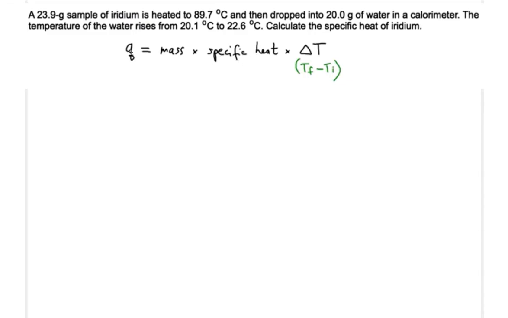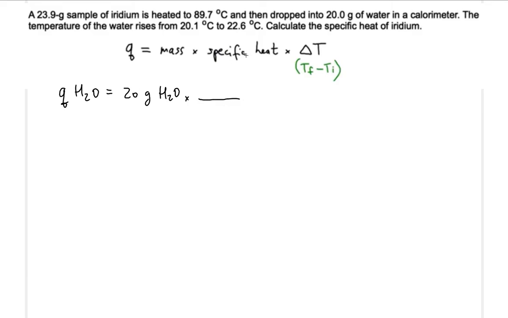So naturally, we must first find the Q value of water, the amount of heat gained by water. So let's do that. How do you do that? We're going to denote it as Q of H2O. We're going to take the mass, and it says 20 grams of water, so 20 grams H2O.